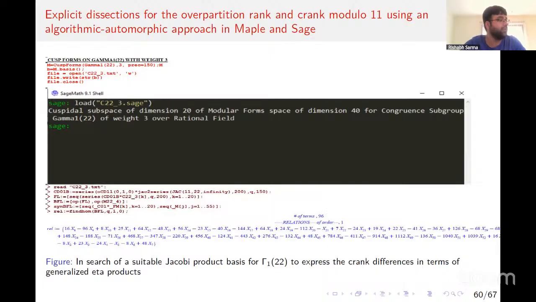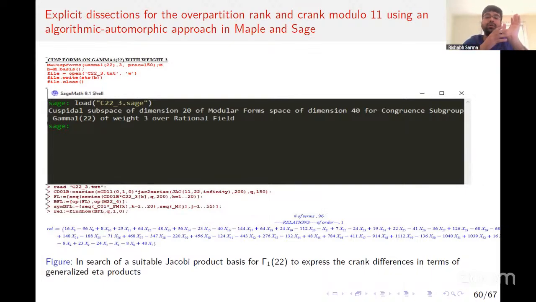So what we are doing here is trying to find a nice basis, a suitable Jacobi product basis for gamma 1 of 22 to express the crank differences in terms of generalized eta products. So we are considering the space of cusp forms on gamma 1 of 22 of weight 3, and we are trying to create a Jacobi product basis out of it. The idea is that we pull this from Sage onto Maple and try to express the crank dissection elements in terms of these basis elements.